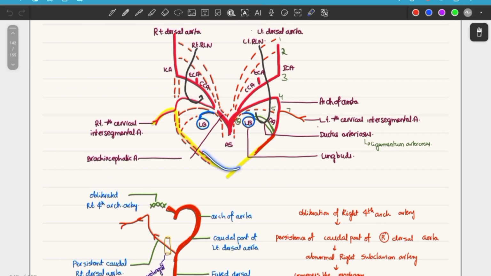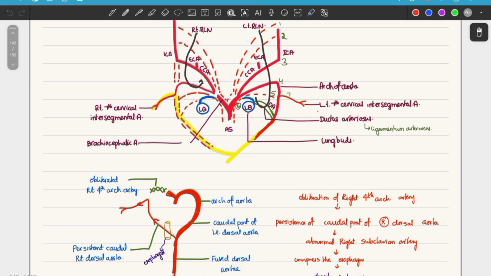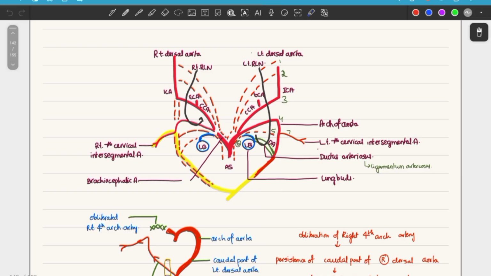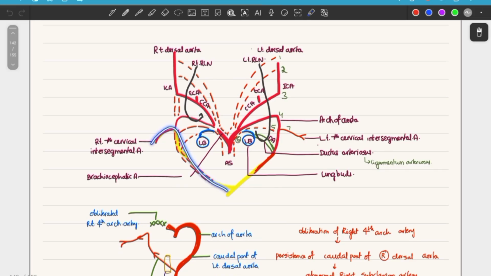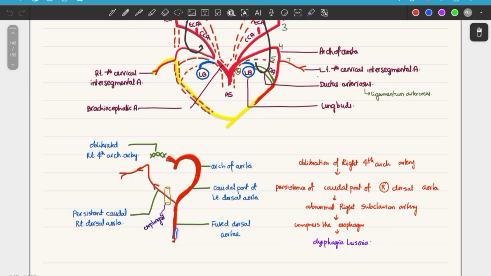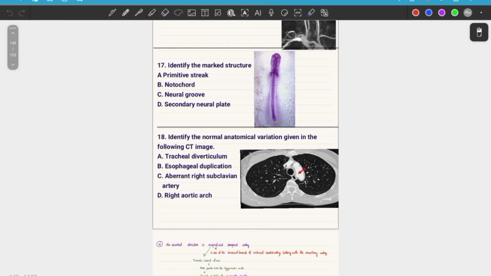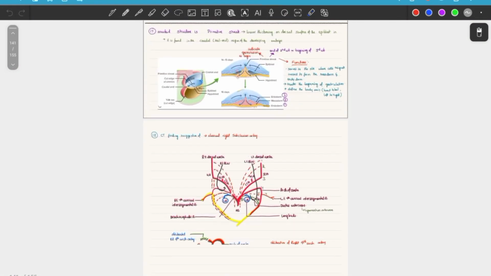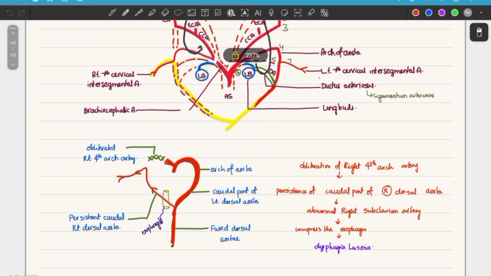So this will not regress. Okay. In normal people, this artery will regress, that is, the caudal part of the right dorsal aorta will regress. But here in this case, because the fourth arch artery is not present, this will persist. So this will make pressure on the esophagus. So you can see in the CT image there is compression of the esophagus, isn't it? Hence there is compression of the esophagus.